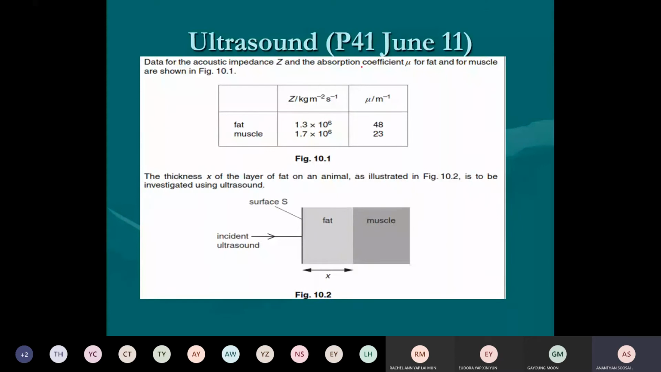Data: acoustic impedance given, absorption coefficient given, the thickness X is this. The layer of fat on the animal is to be investigated using ultrasound. So there is a fat layer and there is a muscle surface. Incident ultrasound is inside. The thickness of fat is X. Okay, let me go to the next page.